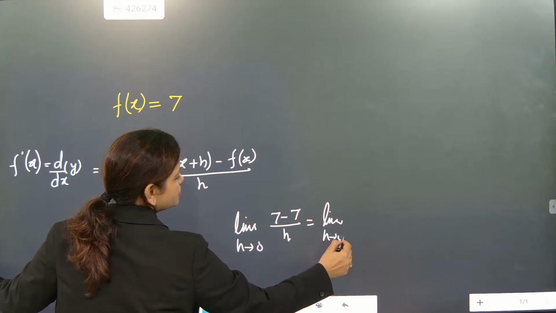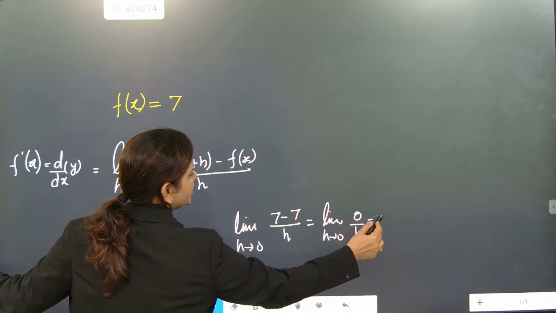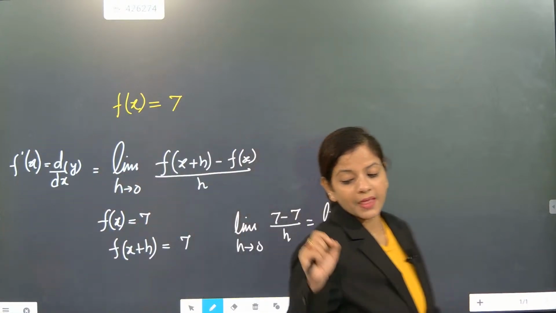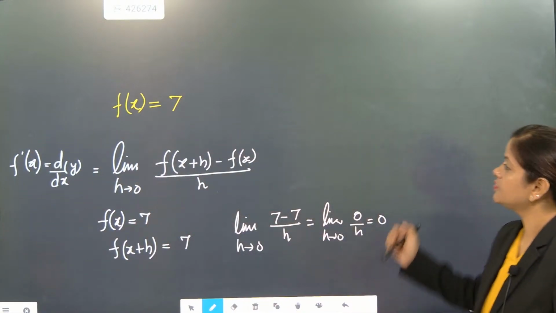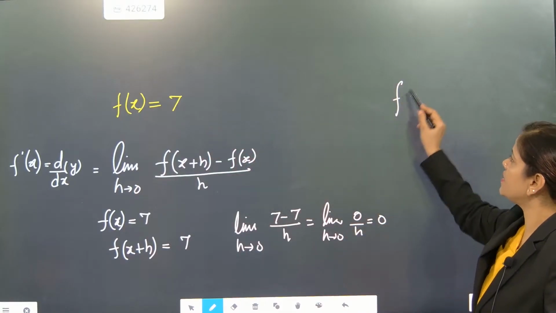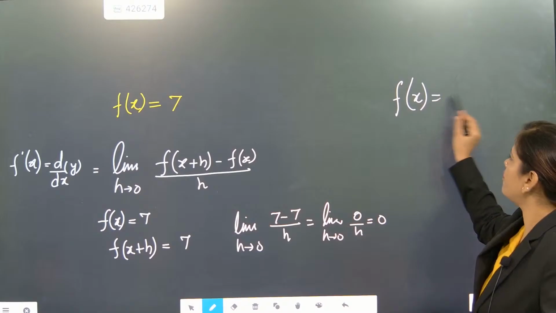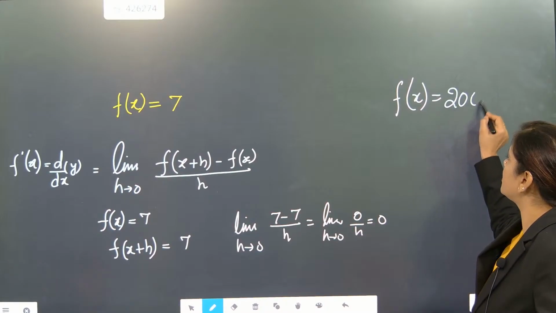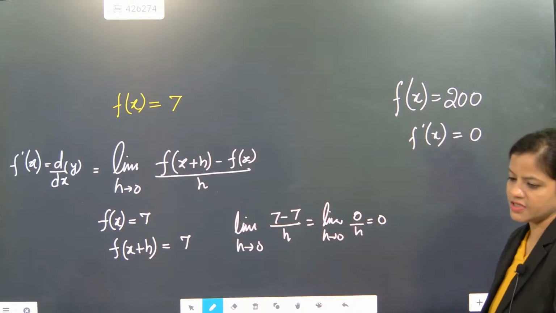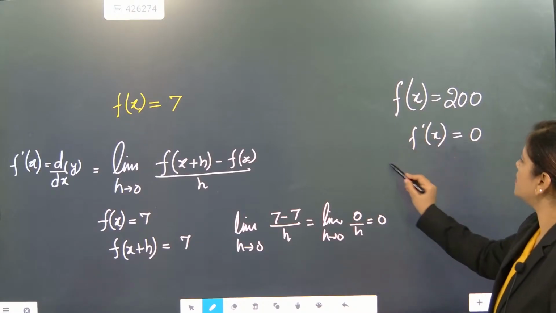Limit h tends to 0, 0 by h, and that is equal to 0. So constant differentiation is always 0. This must be remembered: if any constant is given, for example f of x is equal to 200, its differentiation will always be 0.